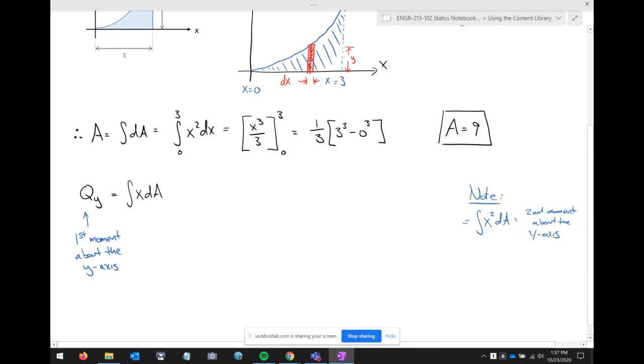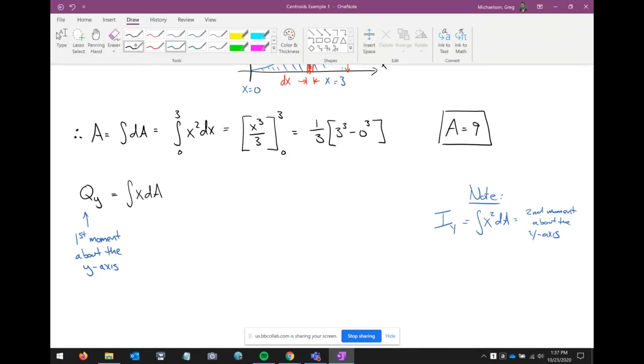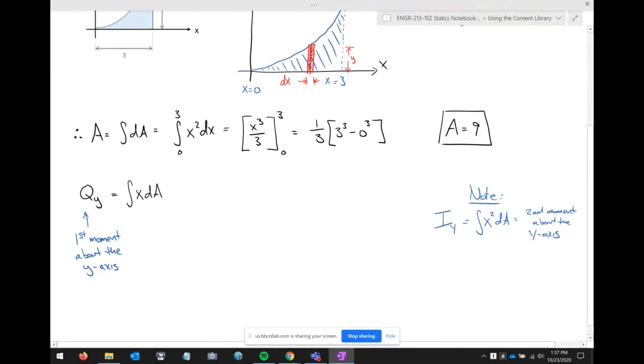And we have a name for that in engineering. We call that the moment of inertia. And that is a very important quantity in mechanics. Third moments, fourth moments, honestly, they don't really matter all that much. But the first and second moment are very important.